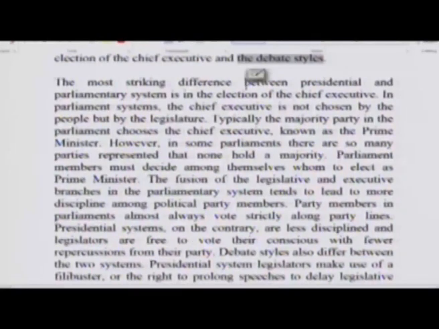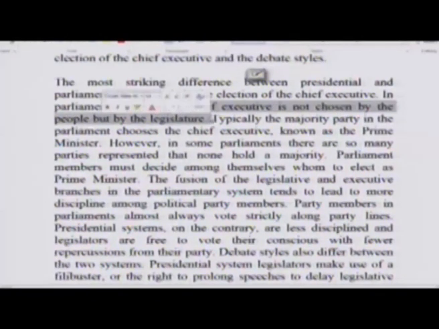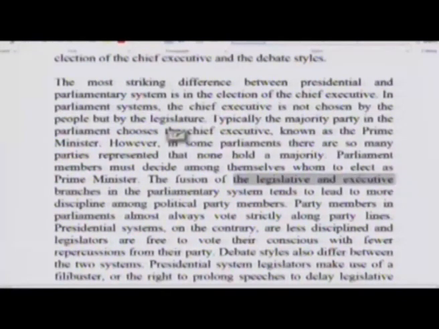So, the most striking difference between presidential and parliamentary is in the election of the chief executive. So, how does it work? So, you can see in parliament system, the chief executive is not chosen by the people but by the legislature. So, people only choose legislators. So, now they choose the chief executive, known as the prime minister. So, as a result, here the legislature and executive branches of government are actually blended. There is fusion here, but in presidential it does not happen, and the president is directly elected by the people.